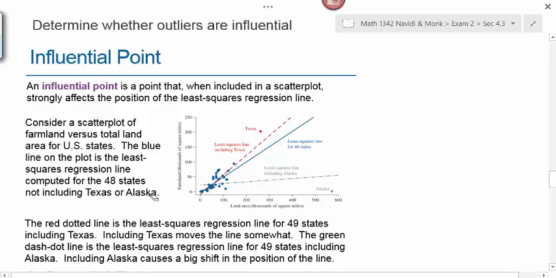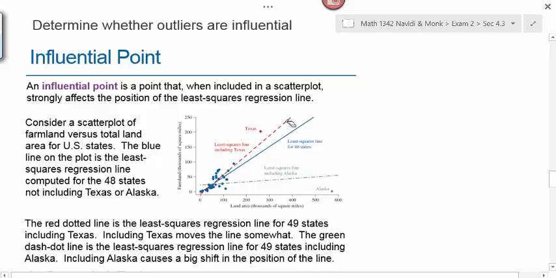Only Alaska doesn't have a lot of farmland just because it gets so cold. They don't do a whole lot of farming up there. But in Texas, we have a ton of farmland here. And I don't know if they're counting pasture land as farmland as well, but we do have a lot of farmland. If we take Texas and Alaska out of play and we just look at the rest of the 48 states, we end up with this as our least squares regression line. If we throw Texas back into the mix and look at all the 48 states plus Texas, then it shifts the line over to here.